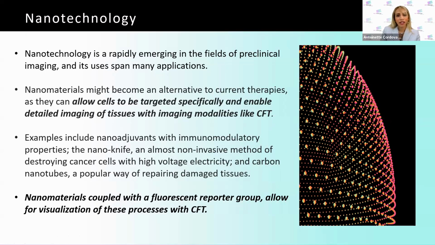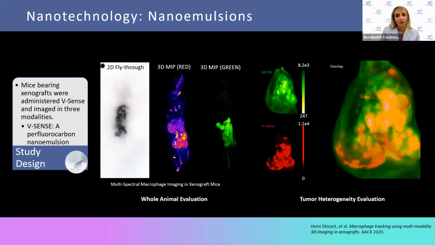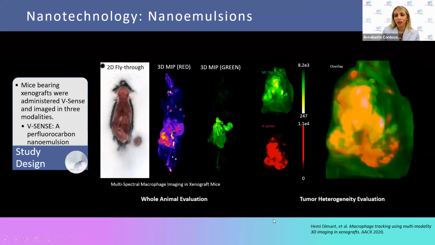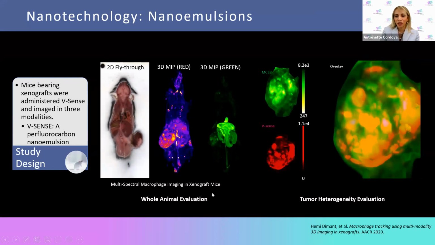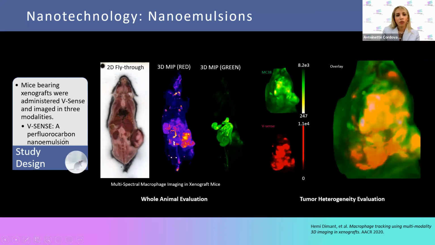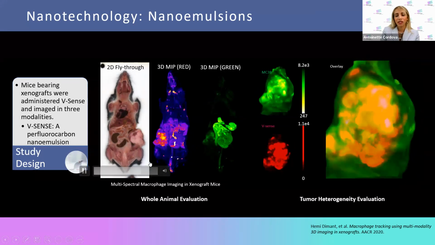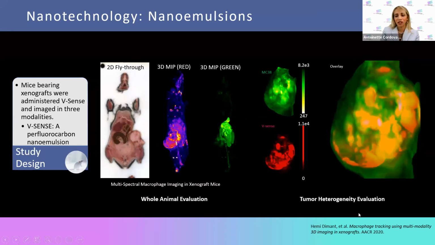And now I will highlight nanotechnology. Nanotechnology allows for cells to be targeted specifically, and it also enables detailed imaging of tissues. Nanomaterials with a fluorescence group allow for visualization in CFT. Again, highlighting the same macrophage tracking study using a multimodality approach and the nanoemulsion V-Sense, we were able to visualize the differences in this model, especially in tumor heterogeneity.